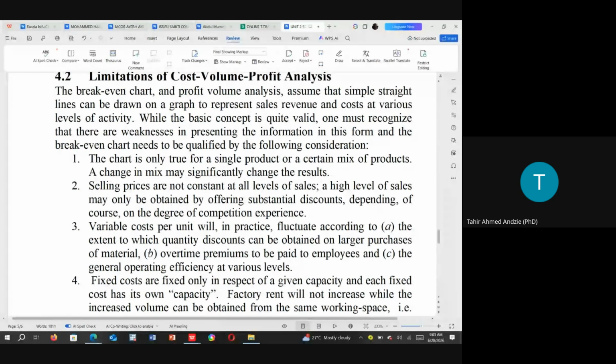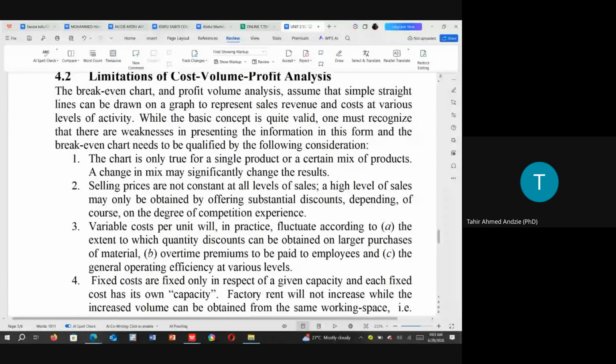The consideration is that the chart is only true for a single product or a certain mix of products. A change in mix may significantly change the results. Now we are saying that the assumption under the break-even analysis is that the analysis should be done for a single product or a constant mix. What if there's a change in the mix of the product? The analysis suffers.